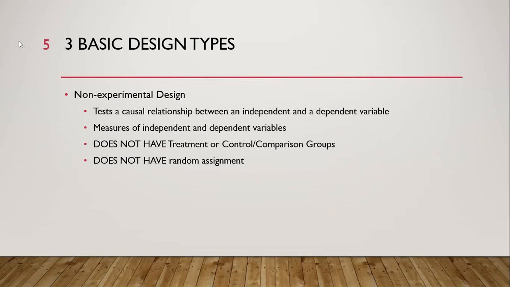And then finally, there's our non-experimental design. Again, the goal is to test a causal relationship between an independent and a dependent variable. Non-experimental designs have measures of the independent and dependent variables and statistical analyses demonstrating correlational relationships, but they do not have a treatment or control or comparison group, and they do not have random assignment. So basically, they're missing all the key elements of true and quasi-experimental designs.